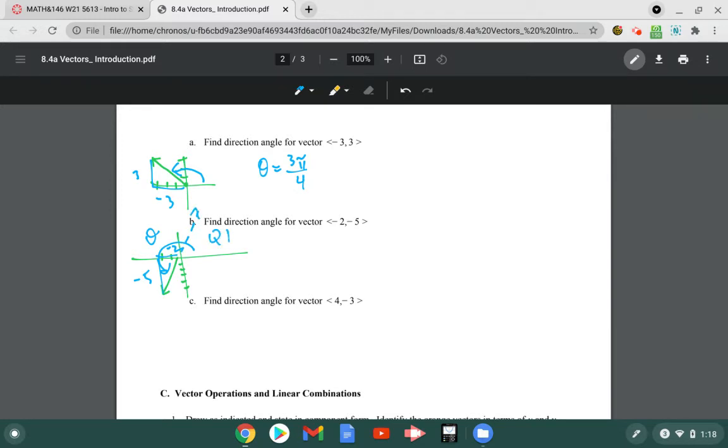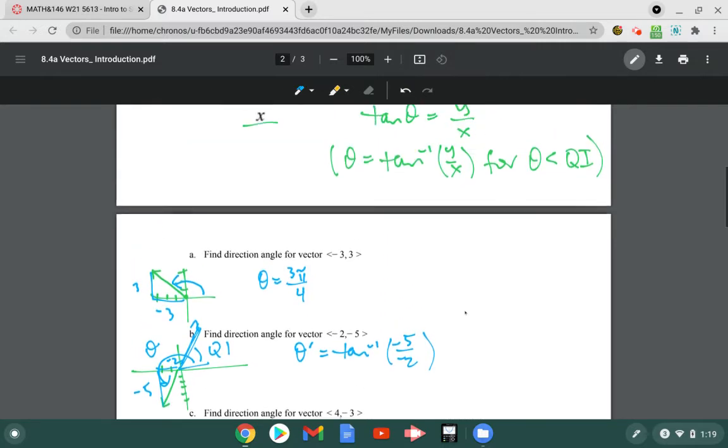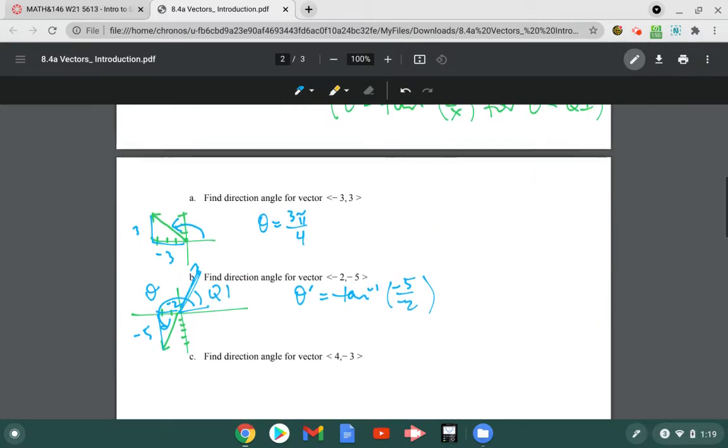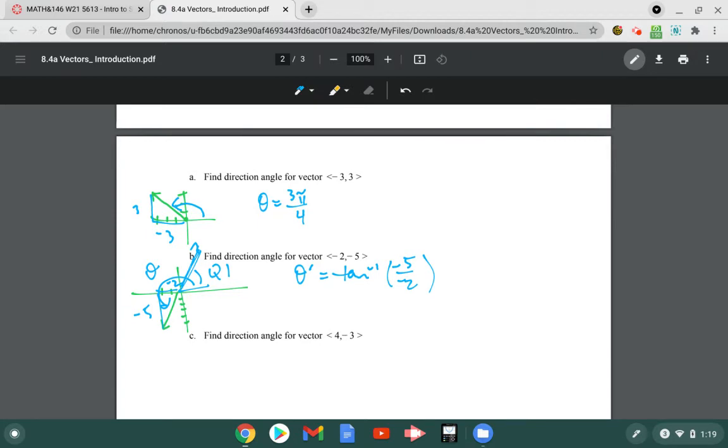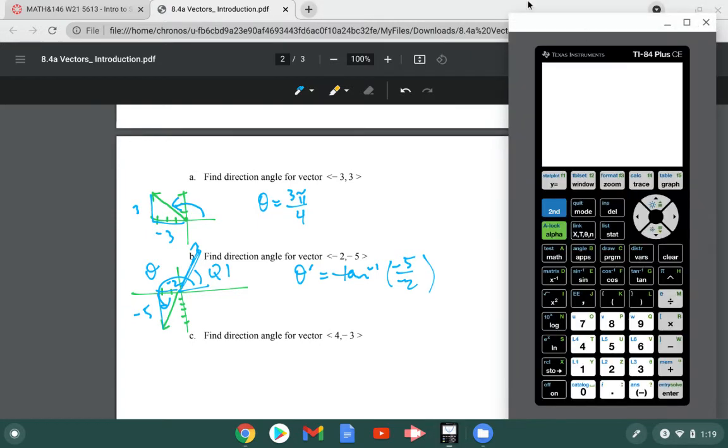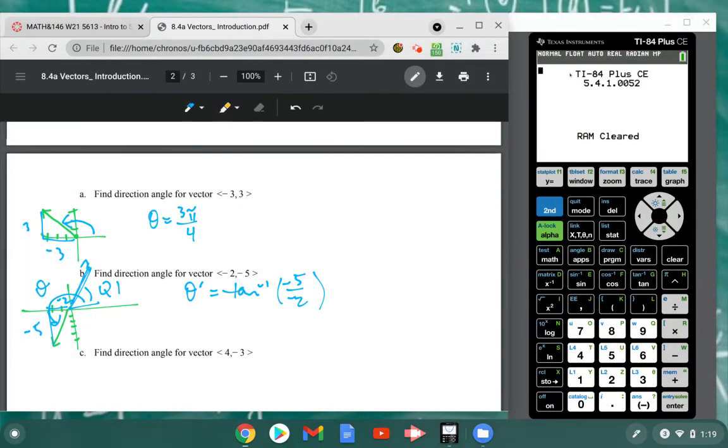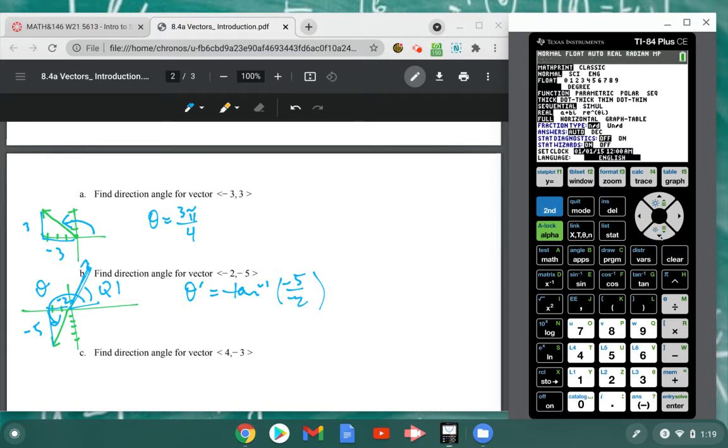So let's go ahead and do the tan inverse. I know that my direction angle, and I'm going to put a little prime here because this is actually this blue angle right here, is going to be tan inverse of y over x, so -5 over -2. I'll put these in degrees. I'm going to grab my calculator and make my worksheet a little bit smaller so I can see everything. I want to press mode and change the angle measure to degrees. Okay.